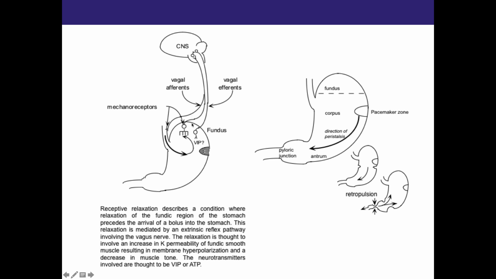The relaxation is thought to involve an increase in potassium permeability, which results in a membrane hyperpolarization and a decrease in muscle tone within that area. And some of the neurotransmitters involved are thought to be vasoactive intestinal peptide, VIP, or ATP. So this is known as, again, one more time, receptive relaxation.